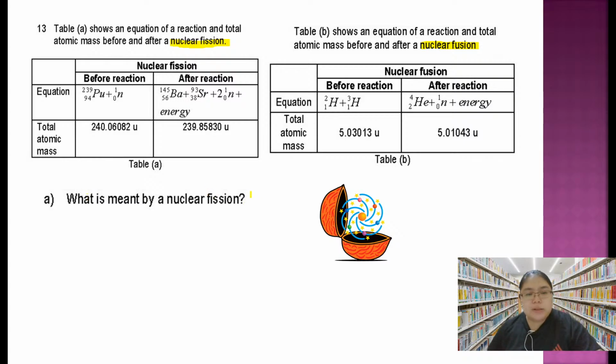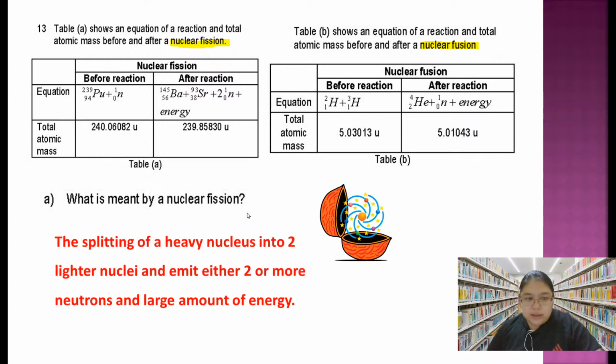What is meant by nuclear fission? Just now we already had this question, right? So nuclear fission is a heavier nucleus splitting into 2 lighter nuclei. After that, the 2 lighter nuclei also emit 3 neutrons, then after that, a large amount of energy. So from here we just state nuclear fission: there's a splitting of a heavy nucleus into 2 lighter nuclei, which also emits 2 or more neutrons and a large amount of energy.